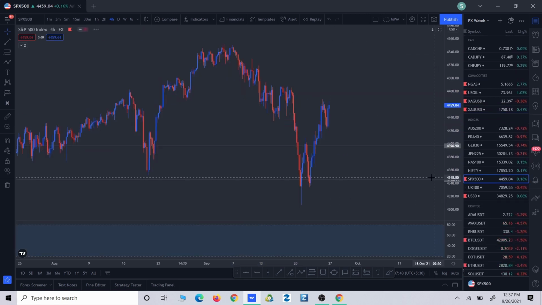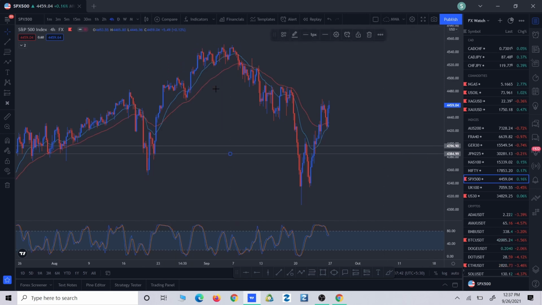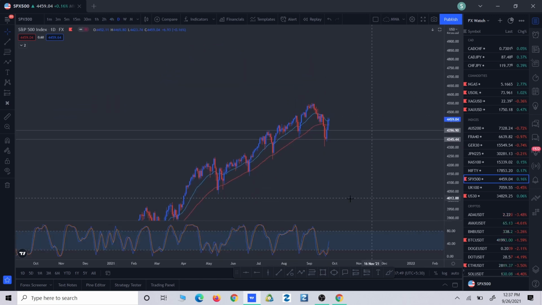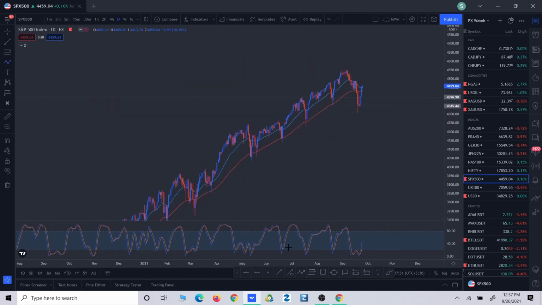Next, we are going to talk about S&P 500. So let's go to the daily chart. As you can see, price is making higher highs and higher lows. Starting from here, we have a high, low, and higher high, higher low, higher high, higher low, higher high, and a retest of the previous low.